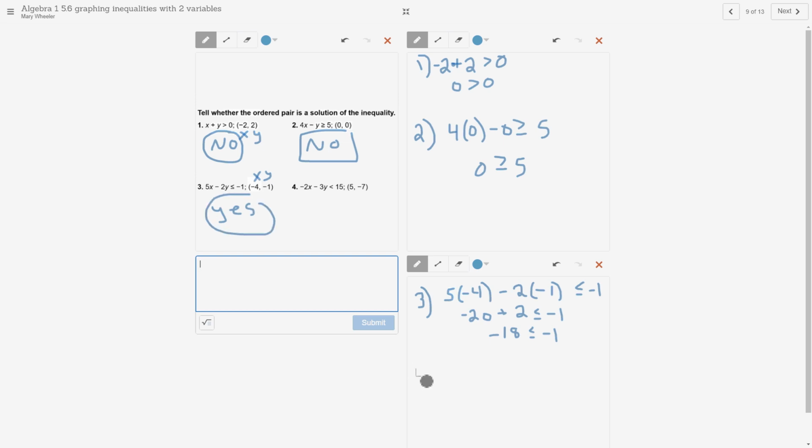And number 4, plug in my x and y. Negative 2 times 5 minus 3 times negative 7 is less than 15. You get negative 10 plus 21 is less than 15. Add those together and you get 11. 11 is less than 15. So that one is yes.